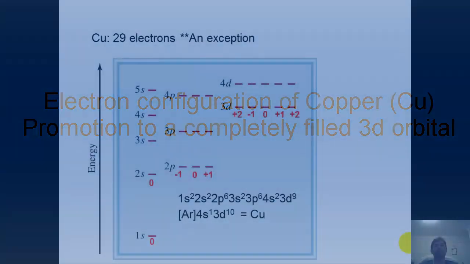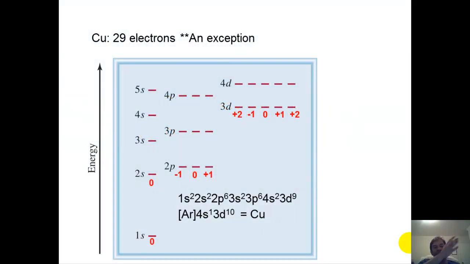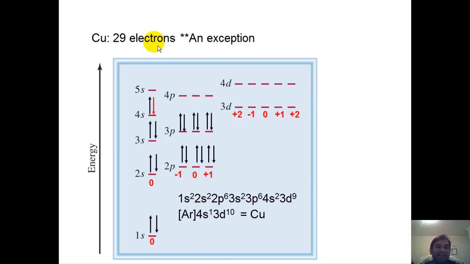Another exception to this rule is copper. So chromium, we have a promotion to a half-filled 3d orbital. Copper, having 29 electrons, will undergo the same exception. Let's account for all 29 of these electrons one by one. So 1s1, 1s2, 2s1, 2s2, 2p1, 2p2, 2p3, 2p4, 2p5, 2p6. Remember, we've got to get to 29 electrons. So we're at 10, 11, 12, 13, 14, 15, 16, 17, 18, 19, 20.